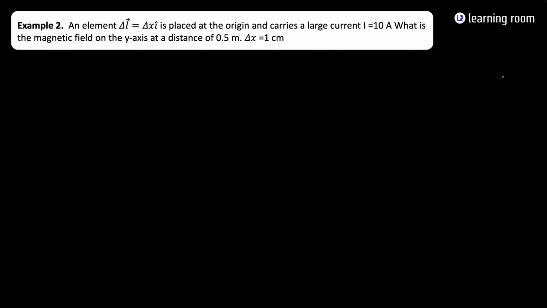So let's solve this problem. This is your NCERT problem only. An element delta L is equal to delta X I cap is placed at the origin and carries a large current of 10 ampere.